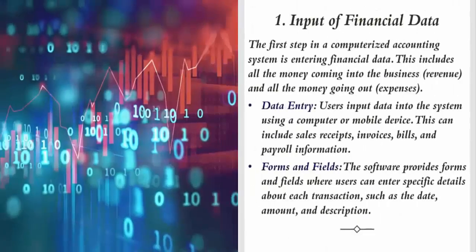1. Input of financial data. The first step in a computerized accounting system is entering financial data. This includes all the money coming into the business, revenue, and all the money going out, expenses. Data entry. Users input data into the system using a computer or mobile device. This can include sales receipts, invoices, bills, and payroll information. Forms and fields.